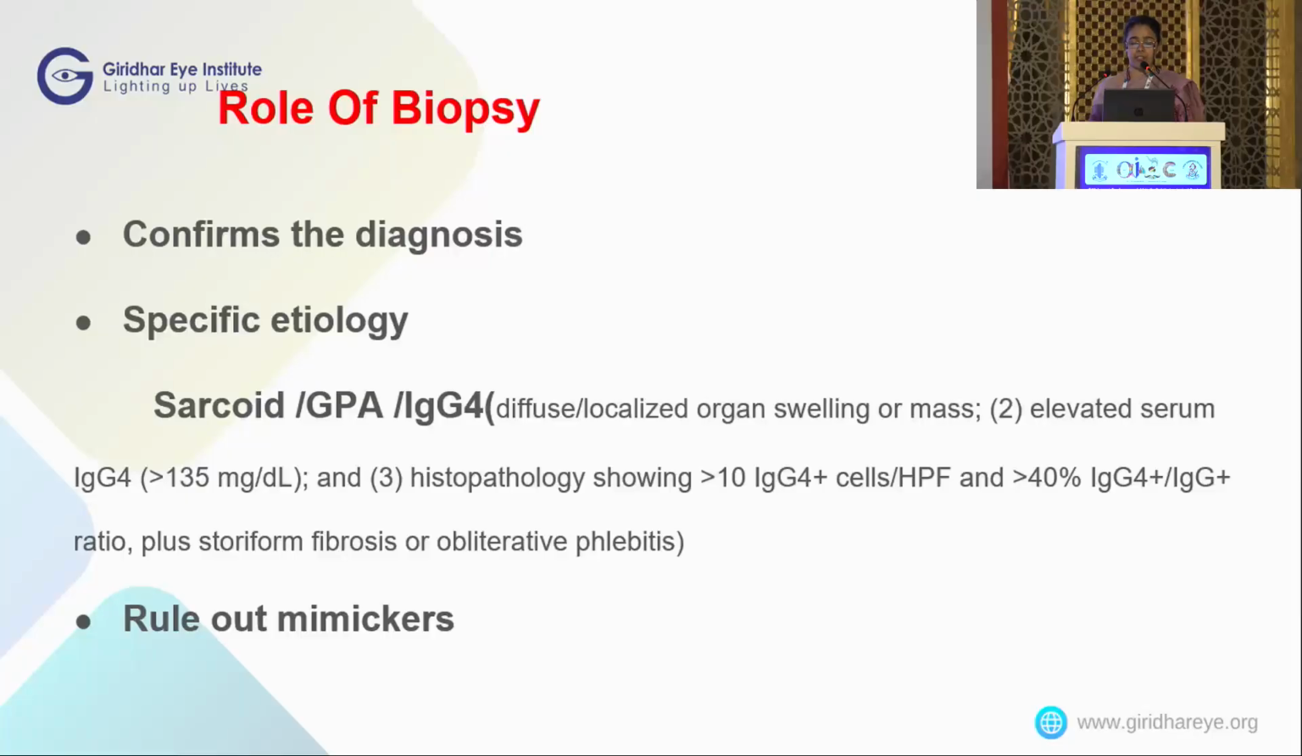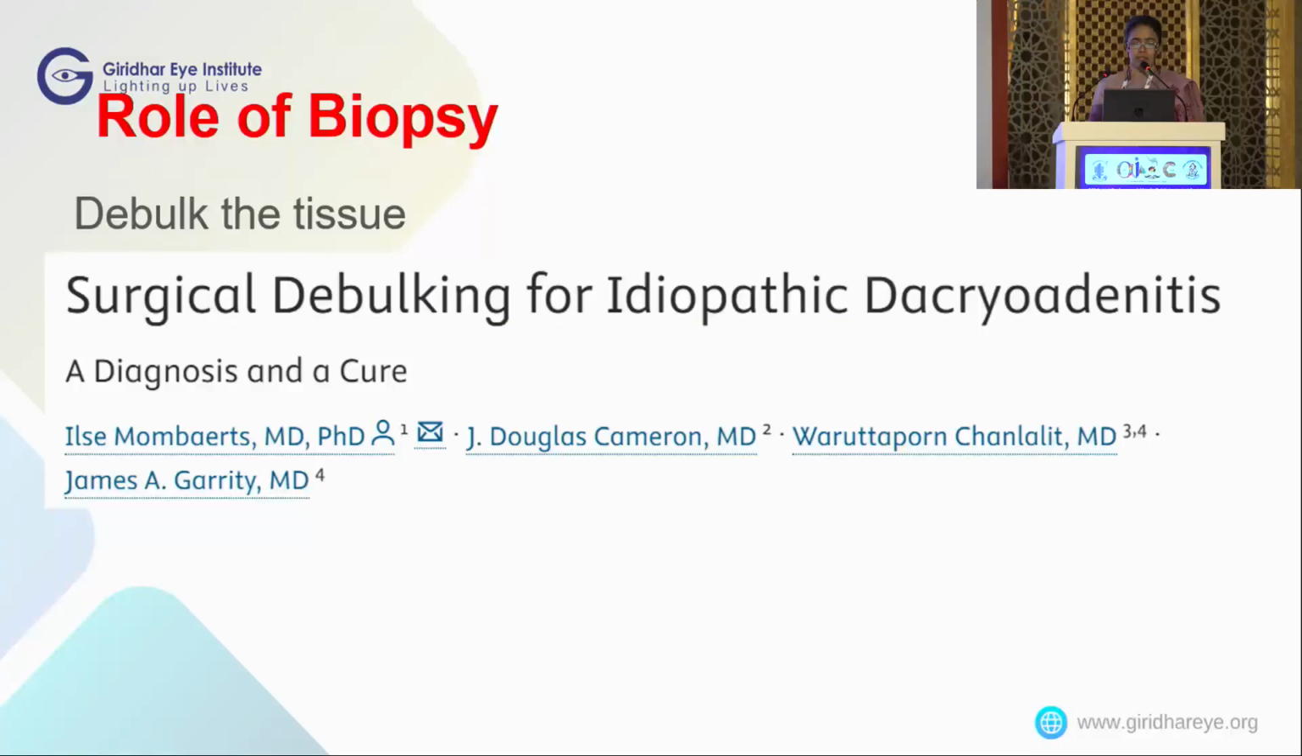Diagnosing a specific etiology is very, very important, as it can have systemic involvement, and the prognosis and treatment depend on the specific etiology. Then rule out mimickers. Now, if you speak about the role of biopsy, it debulks the tissue in fact. This has been reported in idiopathic dacryoadenitis, published in Ophthalmology 2020.